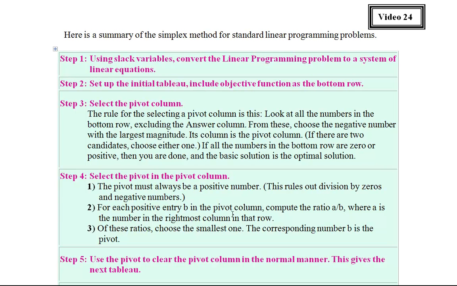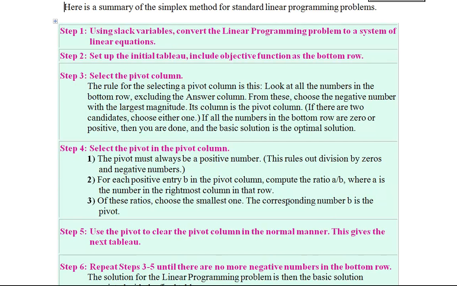For each positive entry B in the pivot column, compute the ratio A divided by B, where A is the number in the rightmost column in that row. Remember our little ratios that we get. Of these ratios, choose the smallest one. Corresponding number B is the pivot, and that's where our arrow comes in from the side.